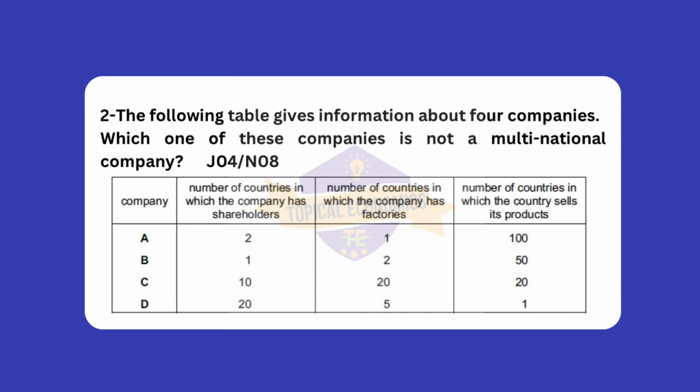Now, to answer this question, let's look at company B. Company B has factories in 2 countries. That means that it has international operations. Company C, if we look at, it operates and produces in multiple countries. So again, this is a multinational company. Company D again is producing in multiple countries. This confirms its multinational status. Now when we look at Company A, it has production in only one country, which disqualifies it as being a multinational.